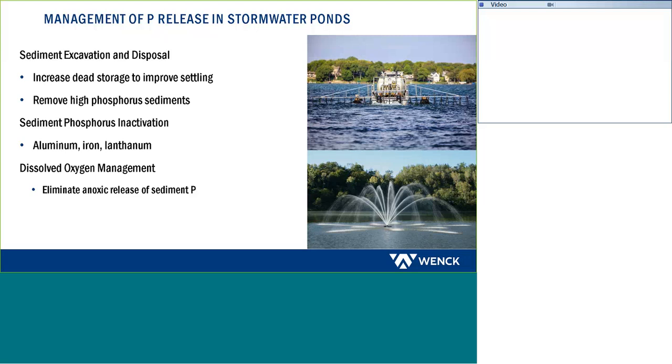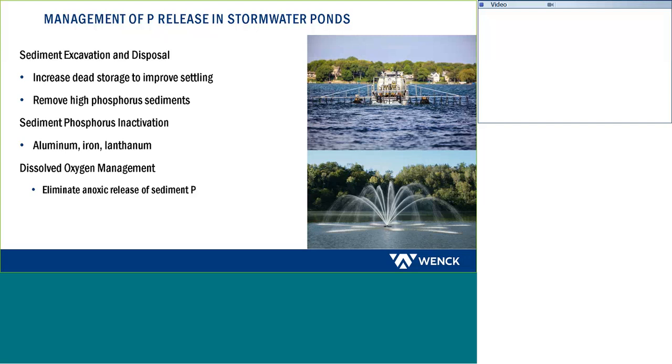We can use metal hydroxides for phosphorus inactivation, where you can add aluminum, iron, lanthanum. There's lots of different metal hydroxides on the market that can be effective for minimizing the release of phosphorus from these pond sediments. And this is actually an alum treatment on a lake here in the Twin Cities, where we're doing the same thing for the bottom sediments in the lake.